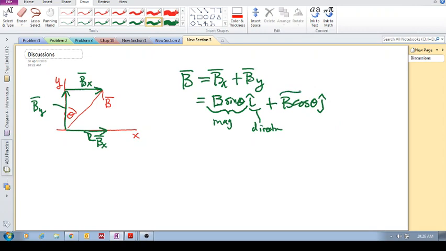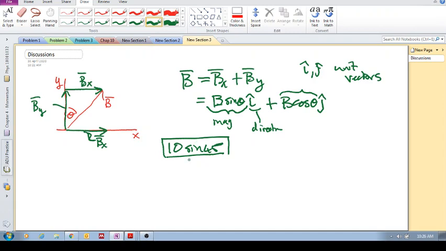This is the magnitude of that vector, but we also need its direction, and i and j are unit vectors. All they do is give a direction to a certain magnitude, a scalar value. So if the magnitude of b was 10, and I said 10 sine 45, for example, all that's giving me is a number. It's just a scalar value. It's not telling me anything about direction.